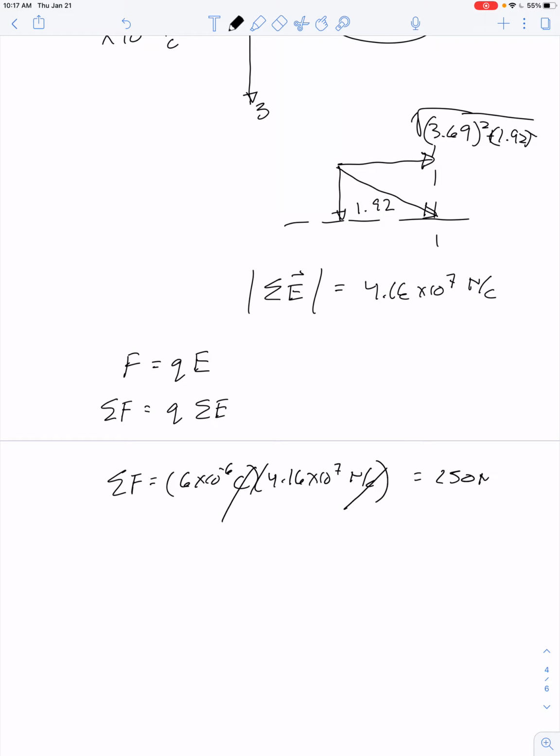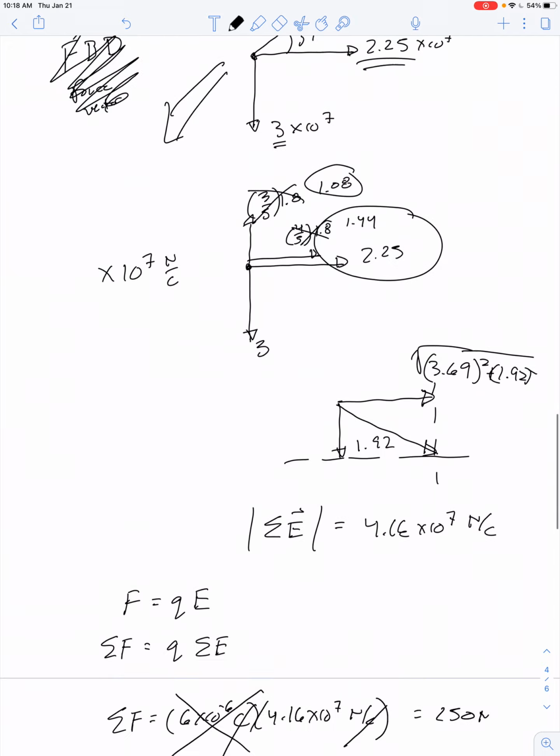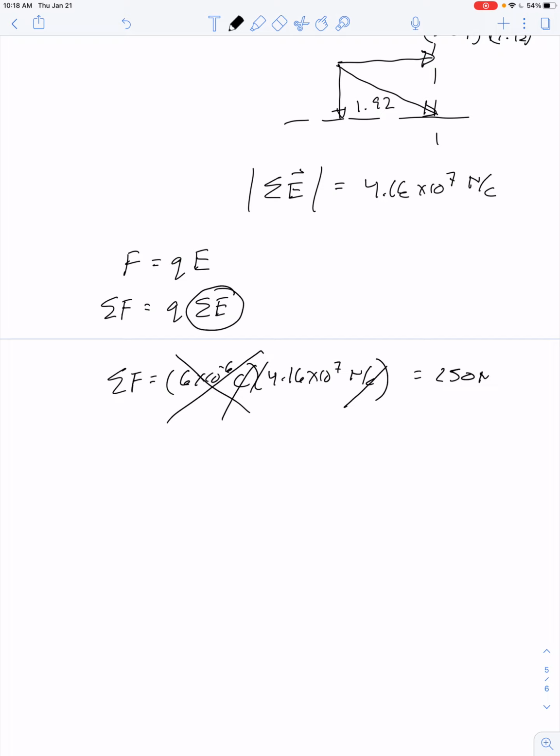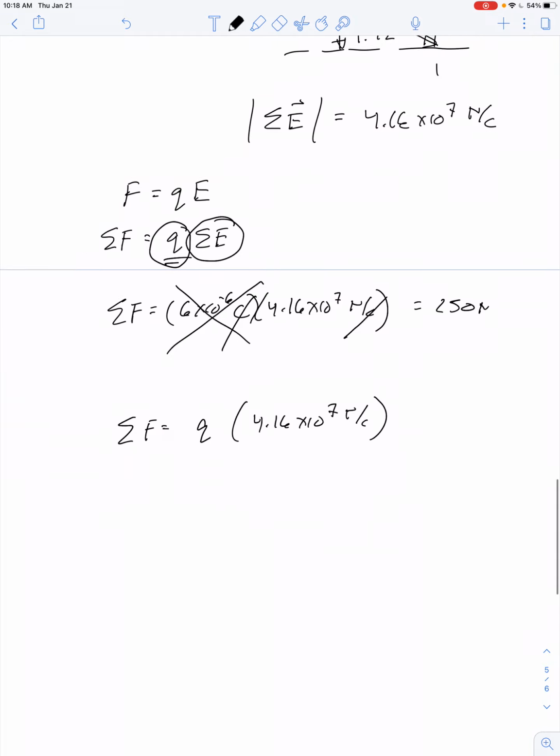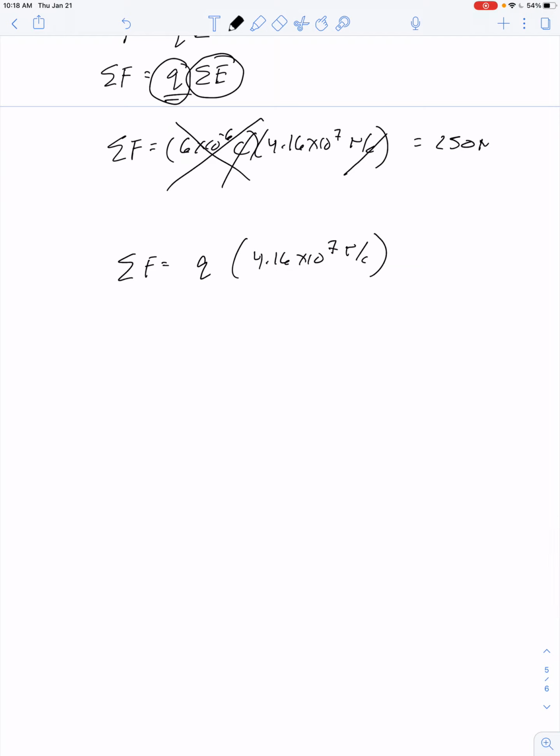But the power of solving it this way is I can say, wait a minute, what if it wasn't a 6 microcoulomb charge here? What if I put a 7 microcoulomb charge? What if I put an 11 microcoulomb charge? You could put any amount of charge there. Now that we've already found this, the final step of finding the force is easy. I can take any charge I want, and the net force on that charge is going to be its value multiplied by 4.16 times 10 to the 7th newtons per coulomb. So this is the idea of the electric field.